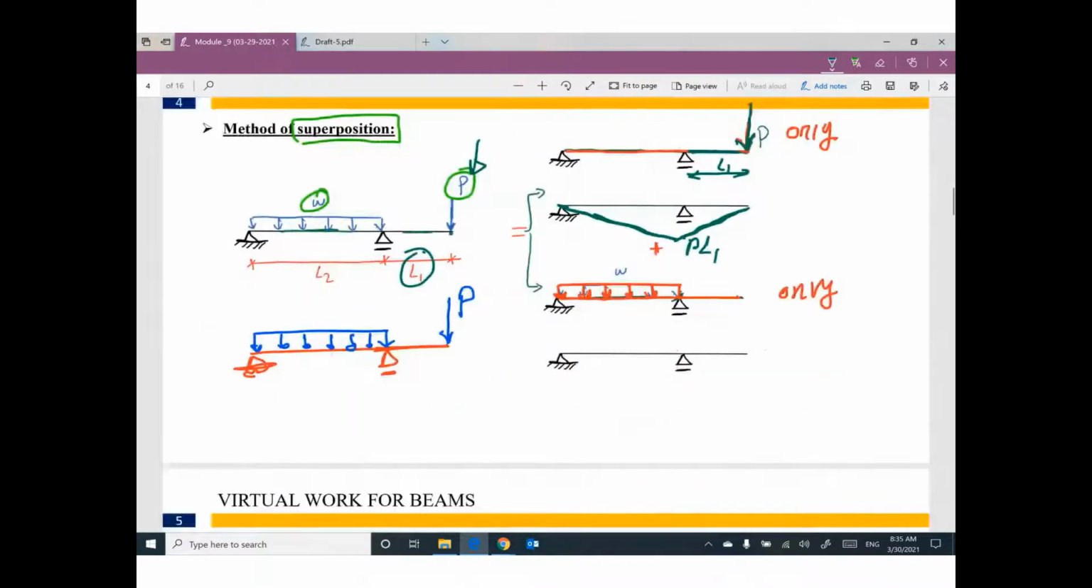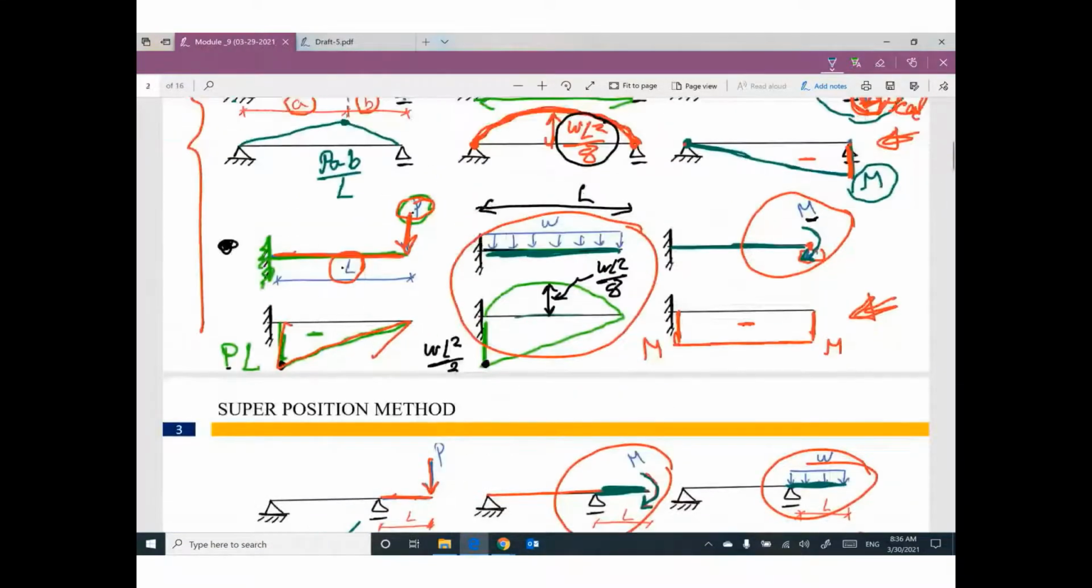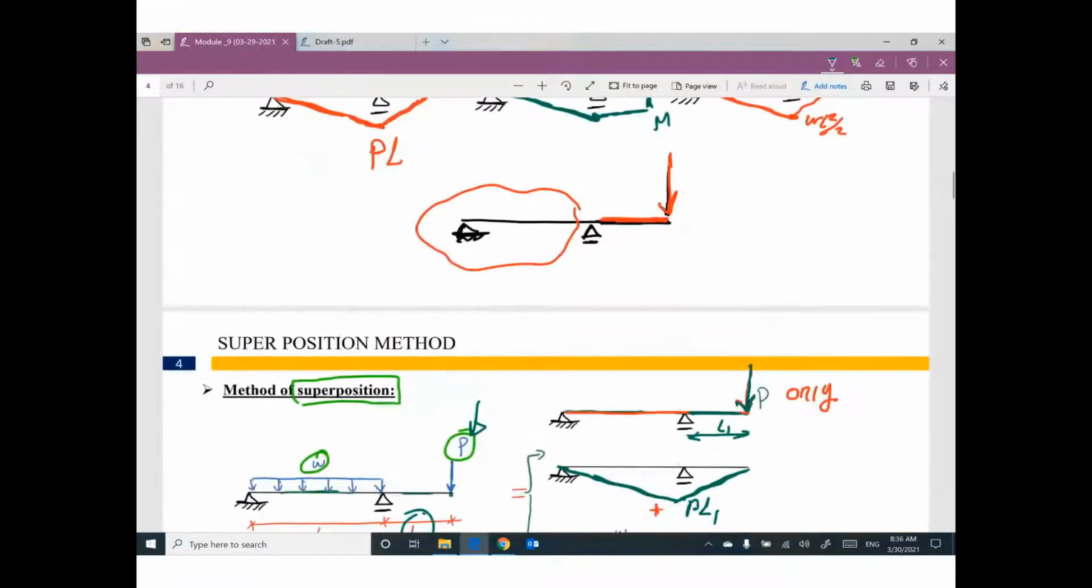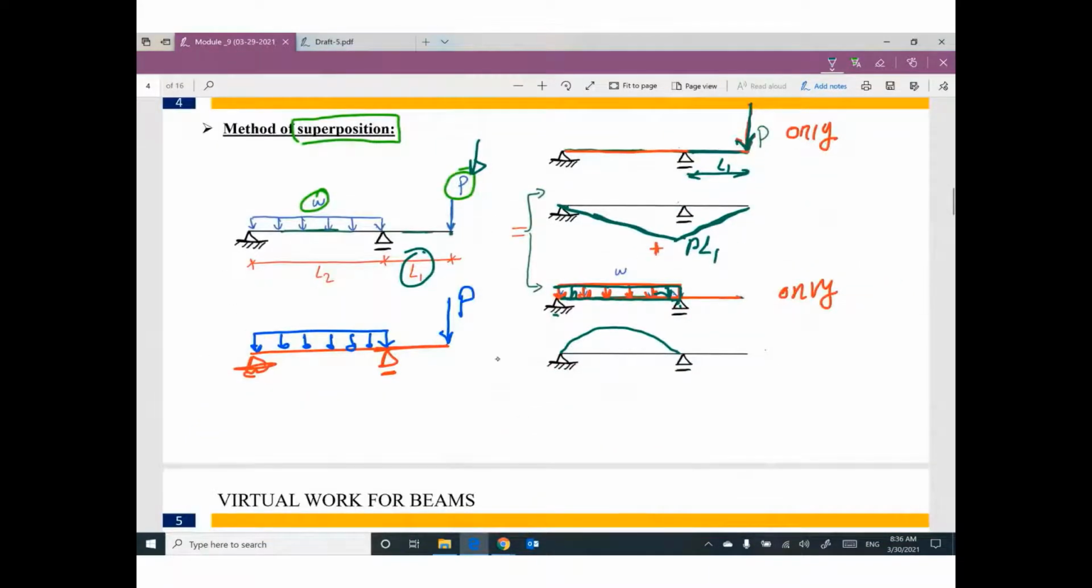Then the second case, we have this beam between hinge and roller, and we have a distributed load between the hinge and the roller. So I expect your moment to be a parabola, like this case. And the value of the parabola here, which is the maximum value, is WL squared divided by 8.